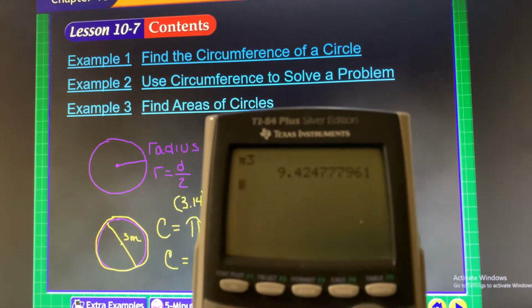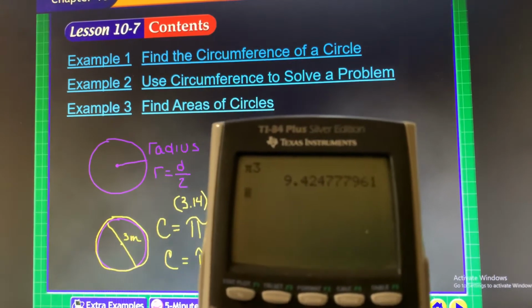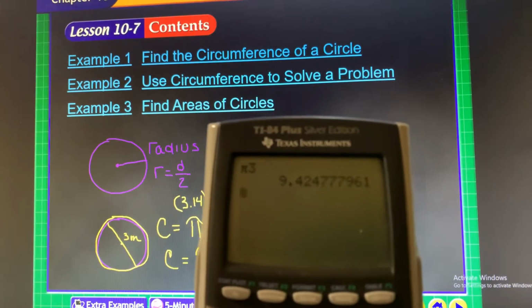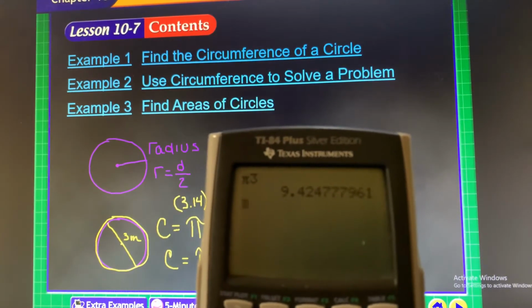Not squared. I'm not asking for area. I'm asking more for perimeter. And perimeter is linear. It's not squared. If I asked you to round it to the nearest tenth, you would say 9.4.